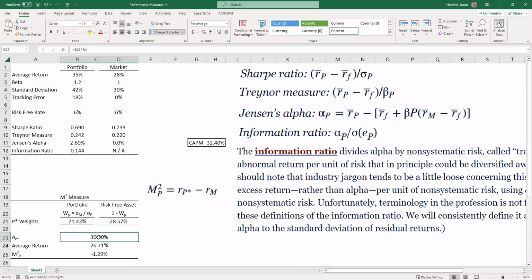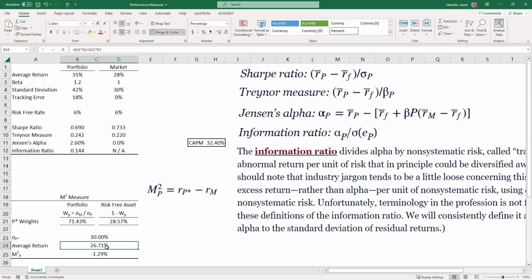So in order to get the standard deviation of this complete portfolio, you multiply the standard deviation of the risky portfolio times the weight of the risky portfolio. And that new portfolio, a combination of risk-free asset and risky portfolio, is 30%, which is the same as the market standard deviation. That was the intent.